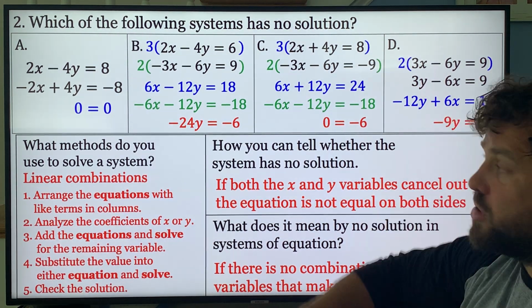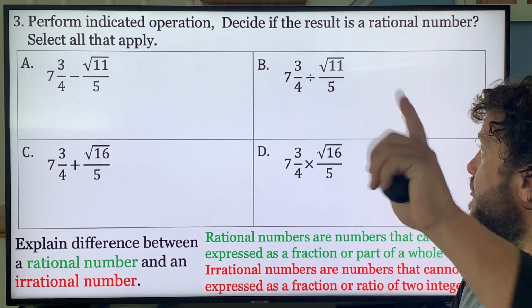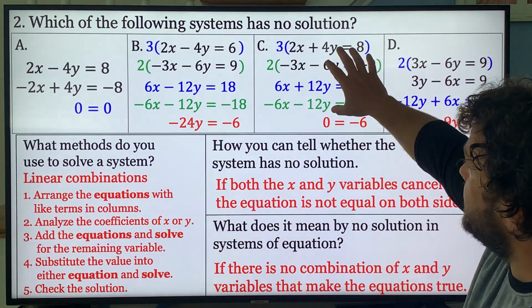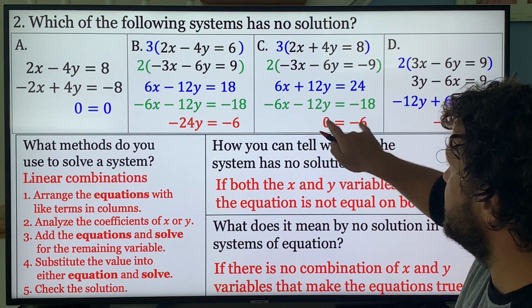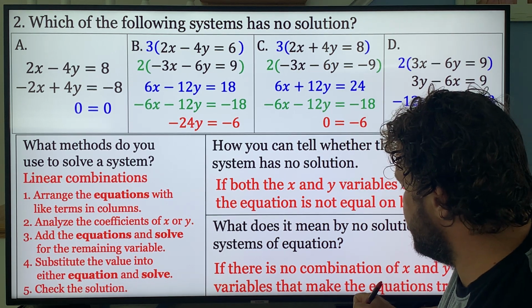So the one that has no solutions, which one? Oh, I didn't circle it. C. C is the one with no solution. All right? Because the two numbers are not equal.